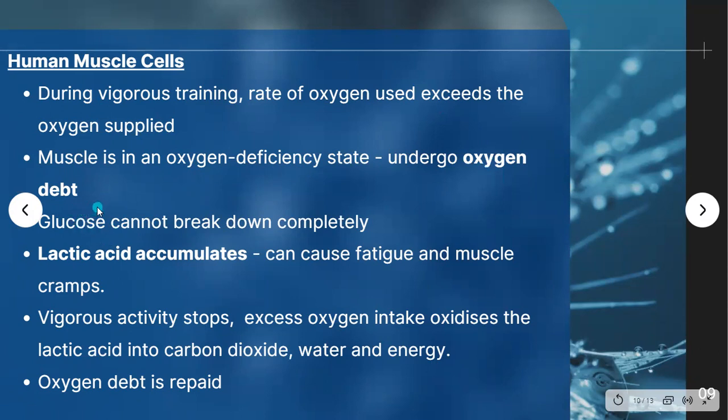Debt is something that we owe, like you have a debt to the bank, and in this case, we have an oxygen debt. Okay, oxygen debt means we are lacking oxygen, and we need to compensate later. Okay, so glucose cannot break down completely because of the limited oxygen. So what happens? We have a fermentation, specifically a lactic acid fermentation. So the lactic acid is going to accumulate, and this acid is going to cause your fatigue and also muscle cramps. Fatigue means your muscle feels very tired, and your muscle will cramp also.